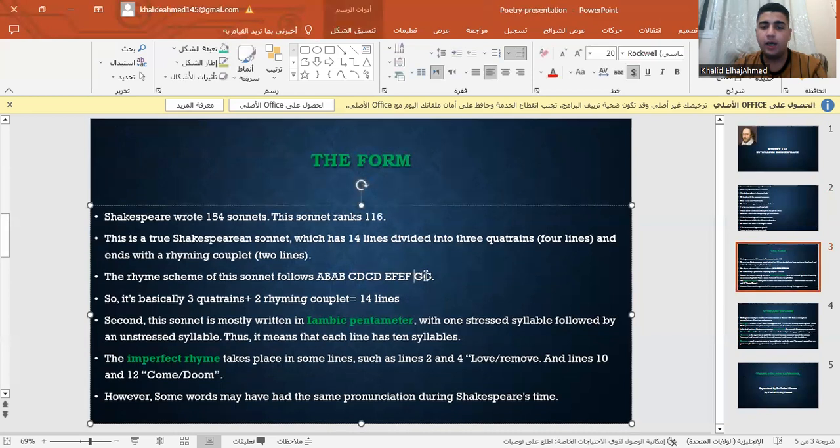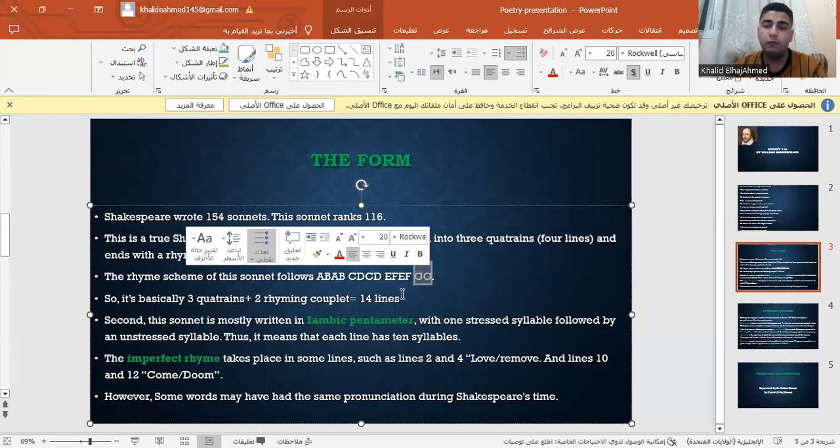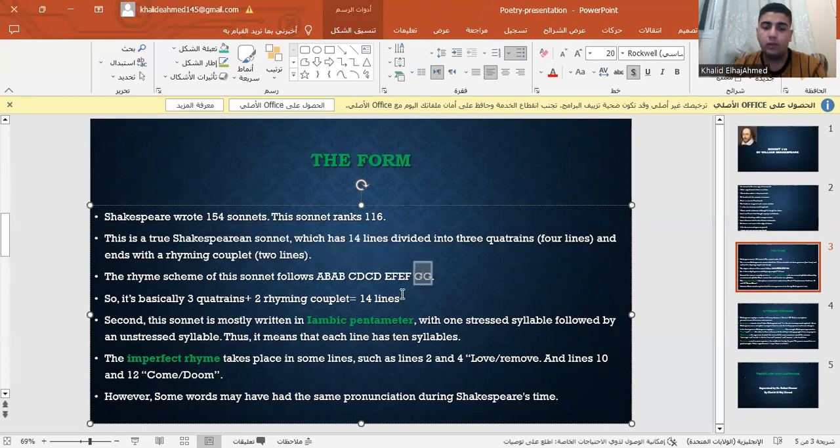Another thing is the couplet. The couplet makes the sonnet a Shakespearean sonnet, different from other types of sonnets, like the Petrarchan sonnet, for example. The couplet, the two rhyming lines, makes it a Shakespearean sonnet. So the sonnet is basically three quatrains, four lines each, and a rhyming couplet, two lines.